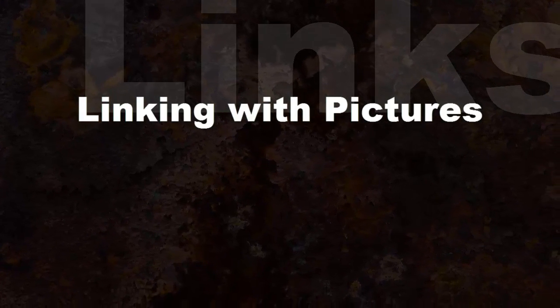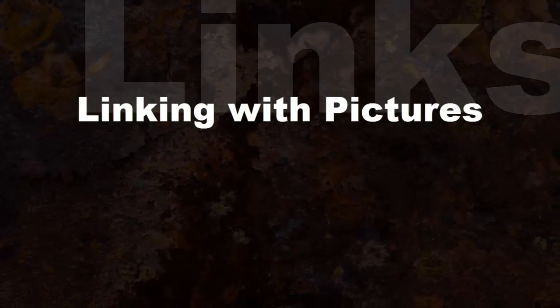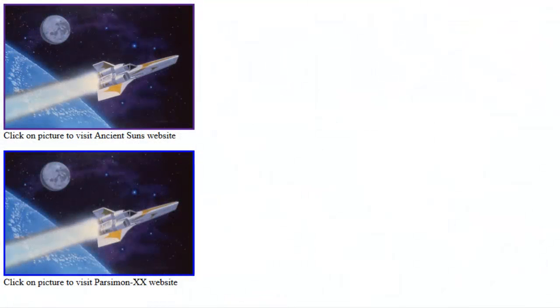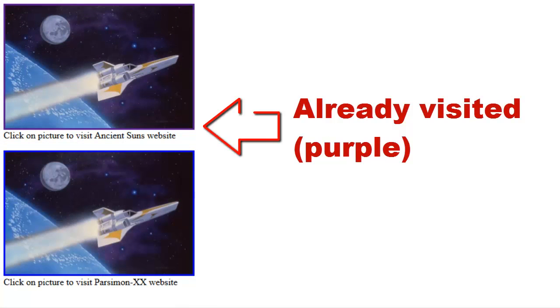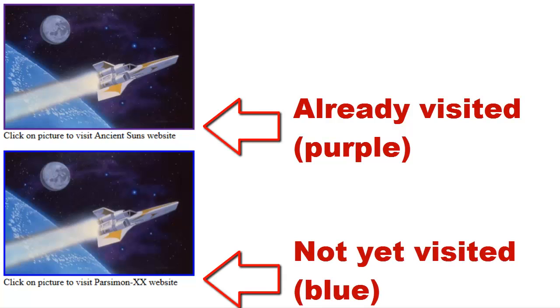We've seen how text can be linked, but pictures can also be linked simply by enclosing them in open and close A tags. One concern in older HTML is the border attribute in pictures. If you don't set it to 0, then you get a colored border around your picture when it becomes a link.